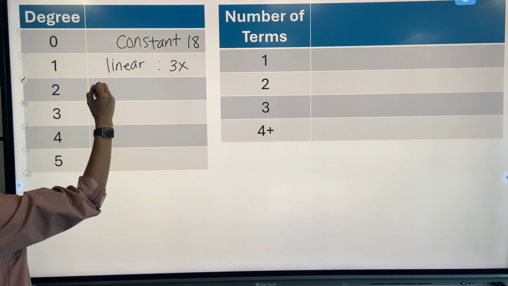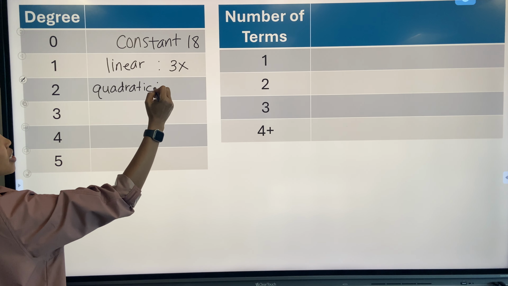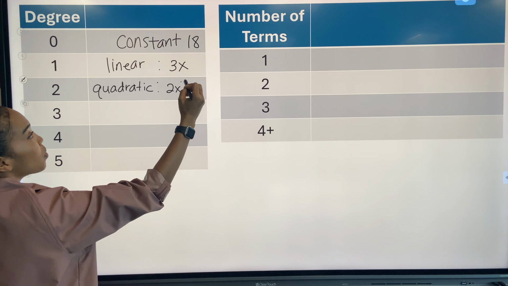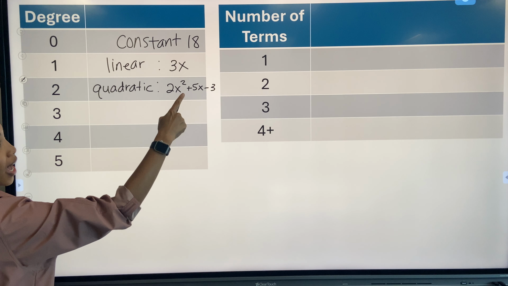Second degree, we call that a quadratic. And here's an example. 2x squared plus 5x minus 3. This is a quadratic. The highest degree is a 2. For linear, the highest degree is a 1. They just never write the 1, but it's there, okay?